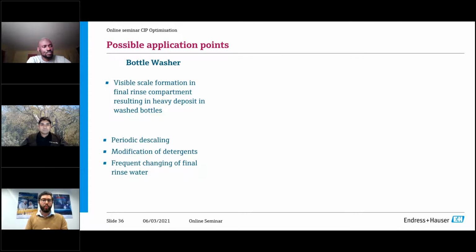The first one is for the bottle washer. We have a very visible scale formation in the final rinse compartment, and you can use the QMW43 to help you optimize periodic descaling, to help you optimize the detergents that you use, and to determine what is the right frequency of rinsing with water of a bottle washer.